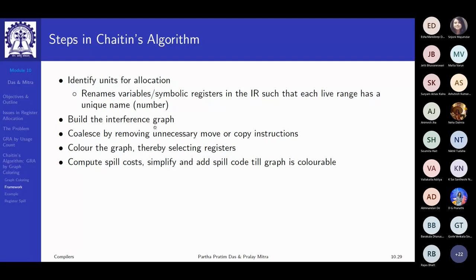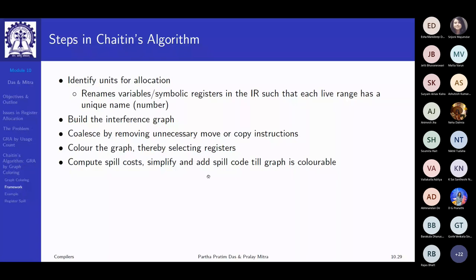Then once that has been done, we can build the interference graph. And after we build the interference graph, we can coalesce by removing unnecessary move or copy instructions if they're there. Then we color the graph and thereby select the registers. Now, if it is colorable in the given k colors, that is, it is solvable in k registers, then we are done. Otherwise, we will compute some spill cost, simplify and add the spill code till the graph becomes colorable. Right? So we will show this step by step.